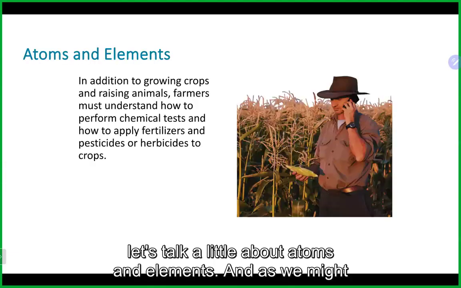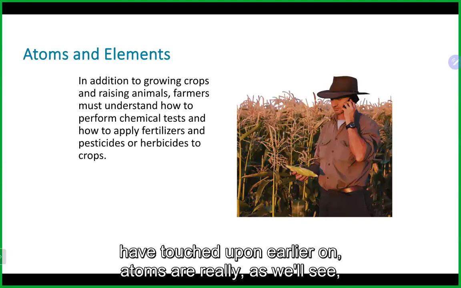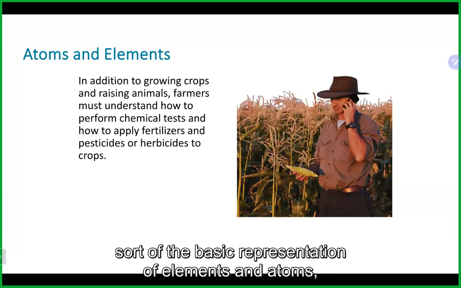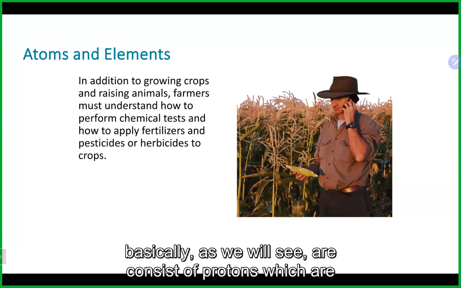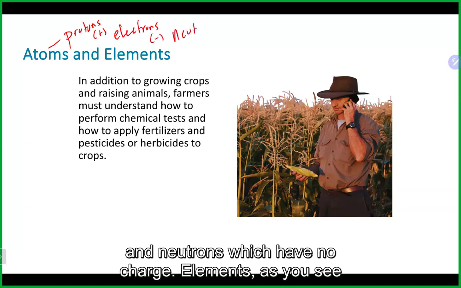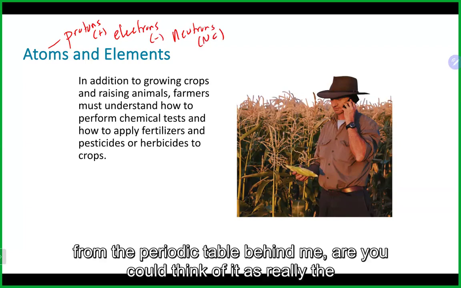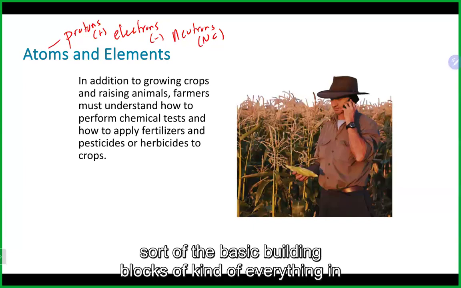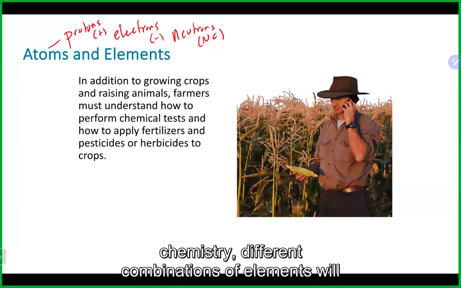So let's talk a little bit about atoms and elements. Atoms are really the basic representation of elements. And atoms consist of protons, which are positively charged, electrons, which are negatively charged, and neutrons, which have no charge. Elements, as you can see from the periodic table behind me, you could think of as the basic building blocks of everything in chemistry.